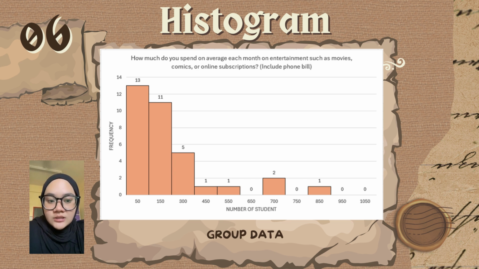Third, frequency distribution. The first is the RM0 until RM150 range, which has the highest frequency with 13 students. This shows that most students spend a low amount on entertainment. The second is the RM151 until RM300 range, which has 11 students, still quite a high number. After that, the frequencies drop significantly. For example, only 5 students fall in the RM301 until RM450 range. The highest class, RM901 until RM1050, has no students.